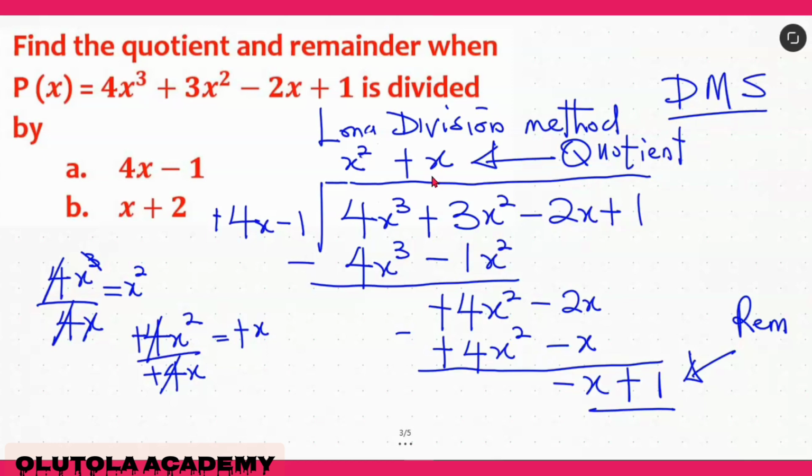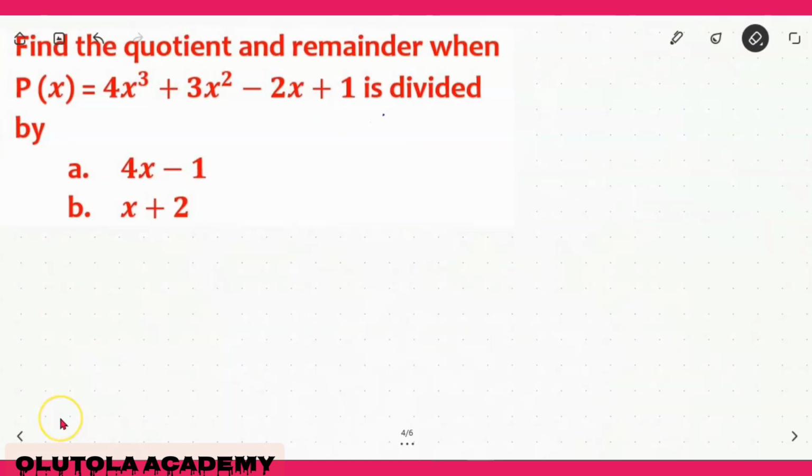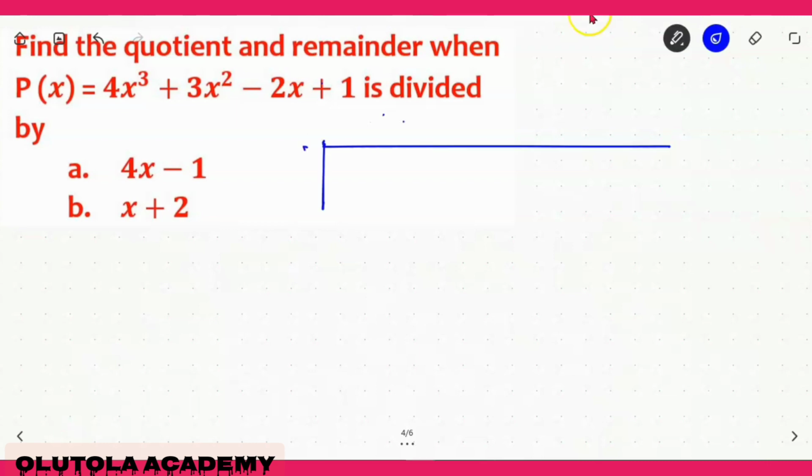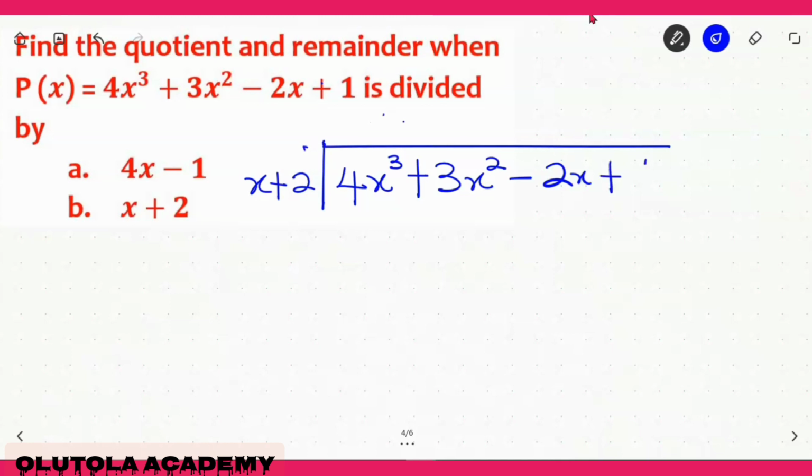Then let's do the second one, that's for the same function divided by x plus 2. So I'm going to continue with the B question now, which is to divide the same function with x plus 2. So as I did earlier, I'm going to draw. I have my x plus 2 here, and I have 4x raised to power 3 minus 2x plus 1.